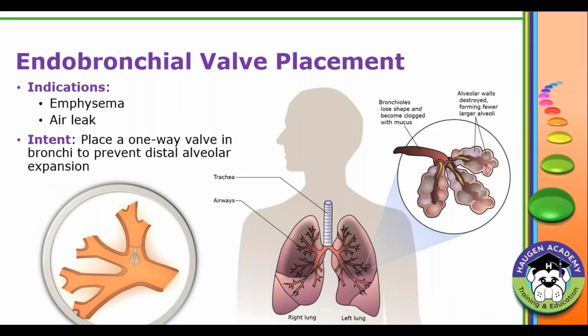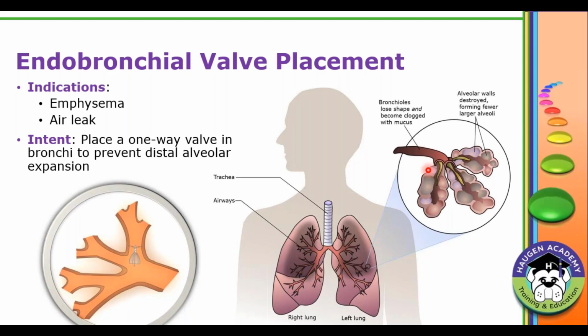This is different from an endobronchial valve placement, and this is quite a fascinating procedure. The indication for this procedure is usually emphysema, but this can also be done for people with air leaks. Before I get into how the procedure is done, let's talk a little bit about emphysema. This picture looks a little bit different than the one we saw before. Remember our nice, pretty grape-like alveoli?